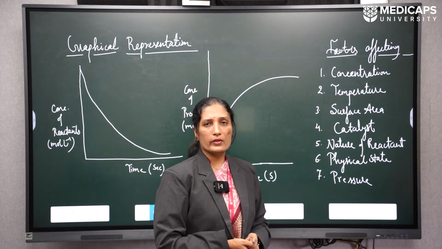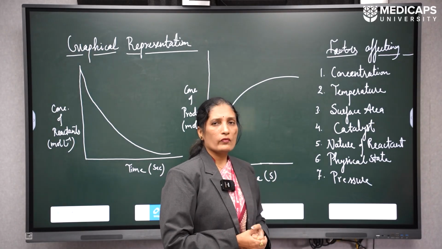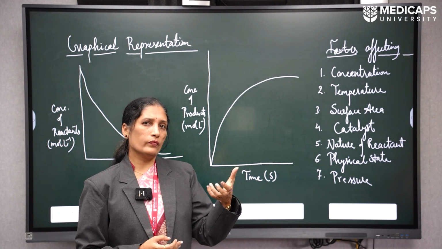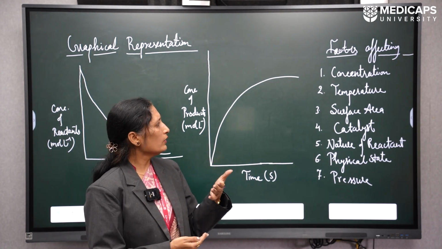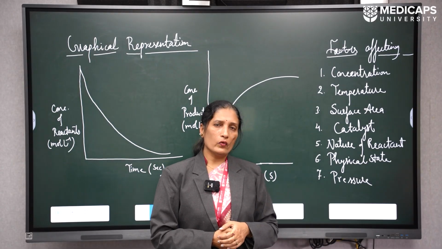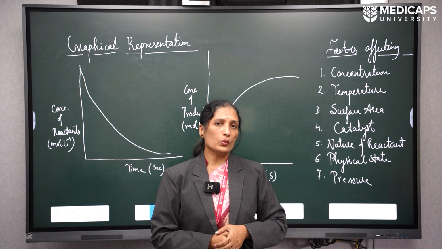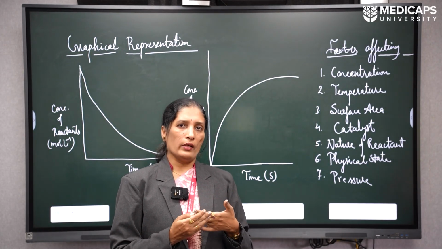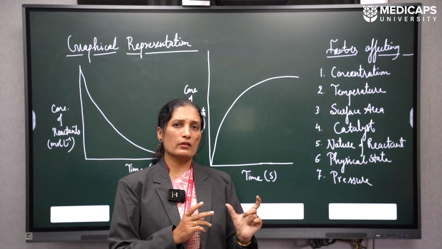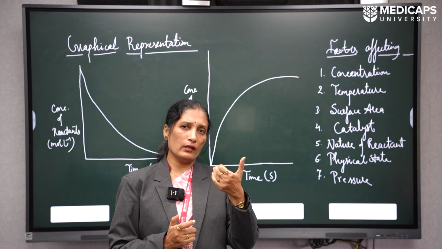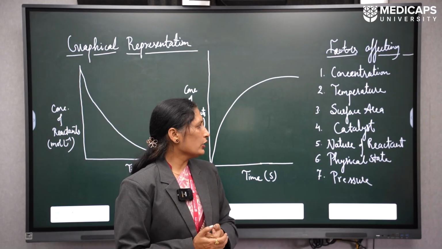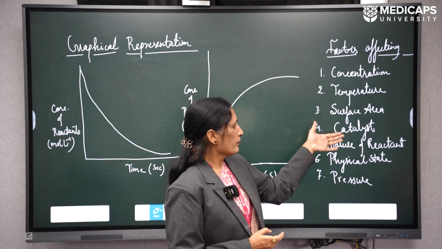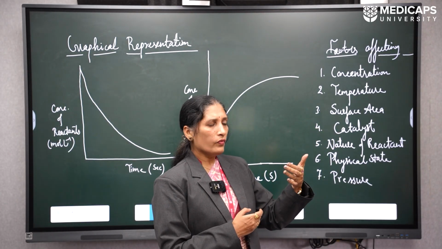Next, the third factor is the surface area. Especially in the case of solid reactants, as the surface area increases, the rate of absorption increases, so that is why the rate of reaction increases. Now, the fourth factor is the catalyst. As you know, catalysts are substances which can alter the rate of reaction. There are two types of catalyst, positive catalyst and negative catalyst. A positive catalyst can enhance the rate of reaction and a negative catalyst can inhibit the rate of reaction. So, it depends on the catalyst. Catalysts can alter the rate of reaction.